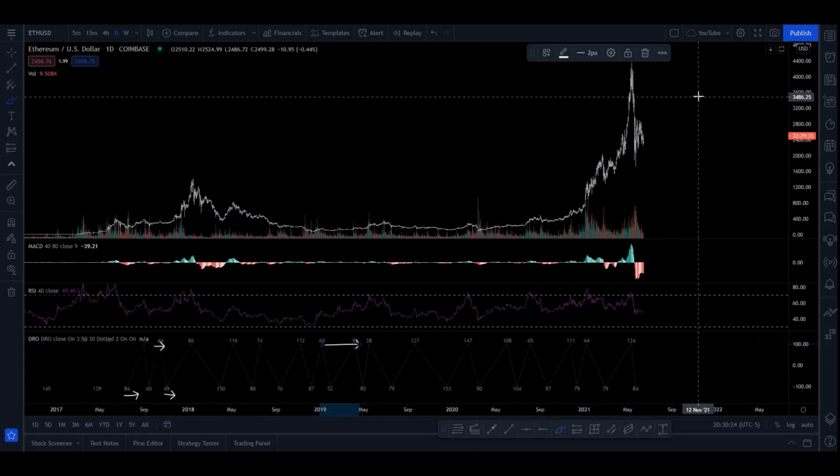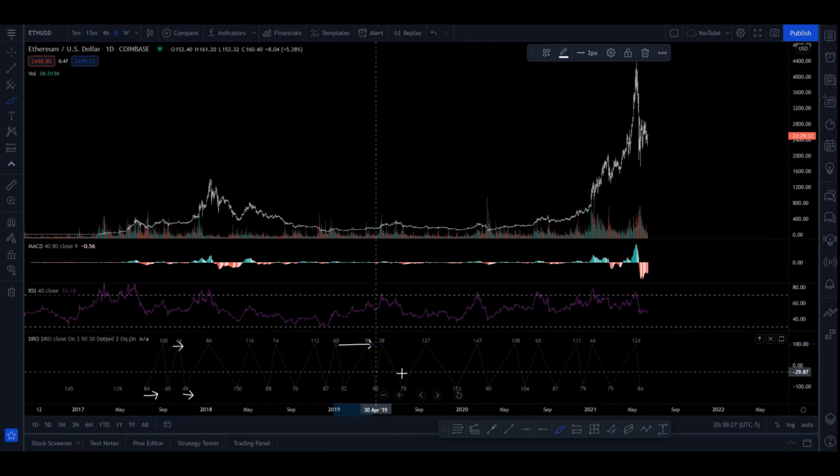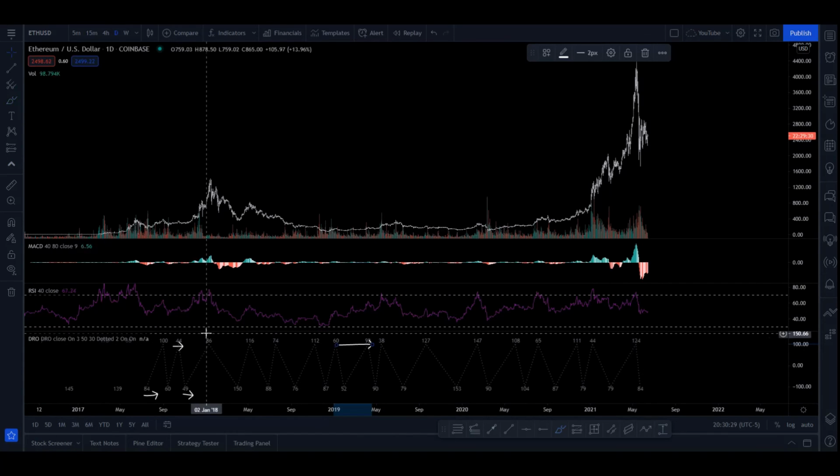Use it on your ticker of choice and see how it plays out. And there's always going to be some kind of cycle. That's just how the markets work.